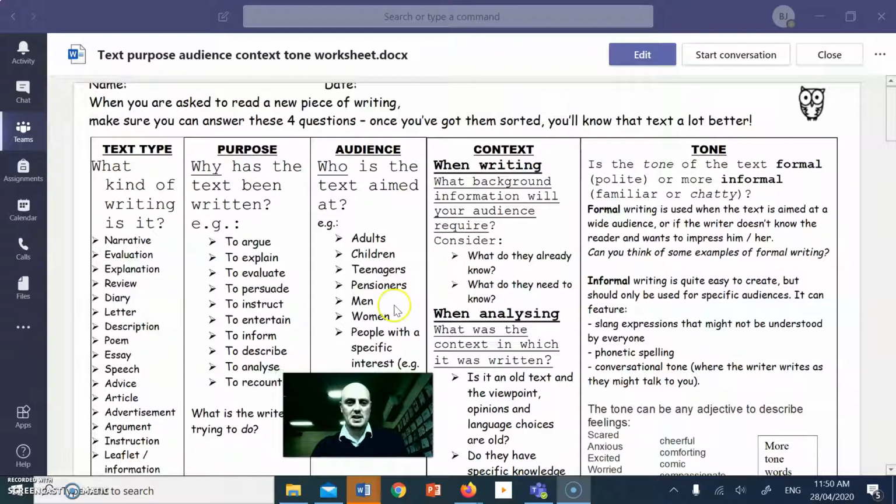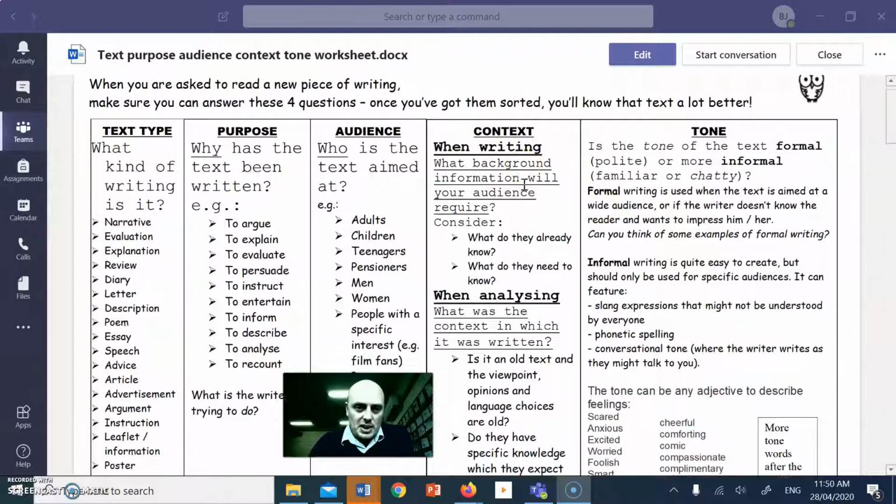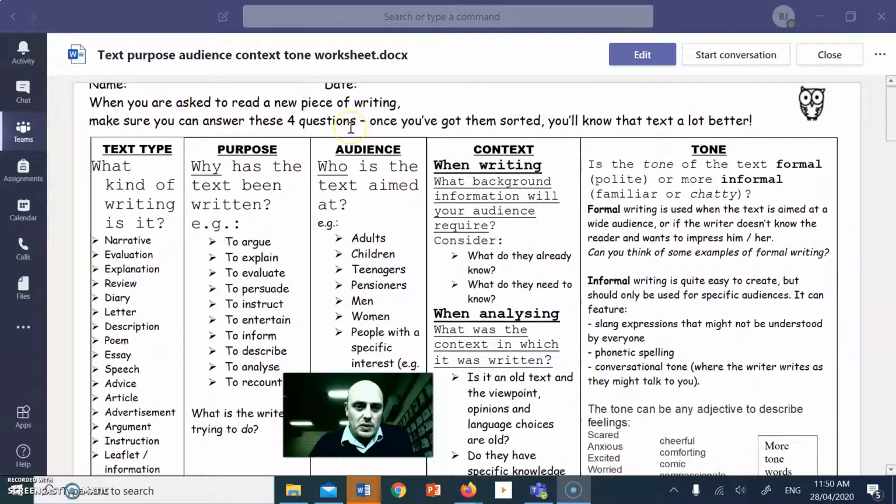Hey guys, I just want to take you through the worksheet for the purpose, audience, context, tone worksheet. All right. So this is a good way to analyze pieces of writing. It's also a good way to create certain pieces of writing.